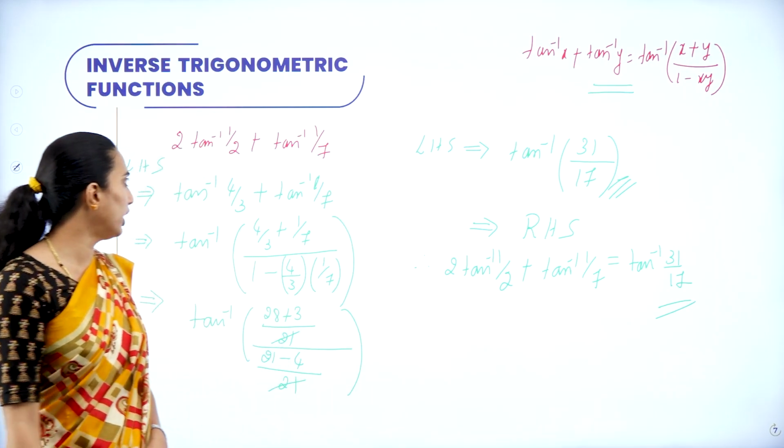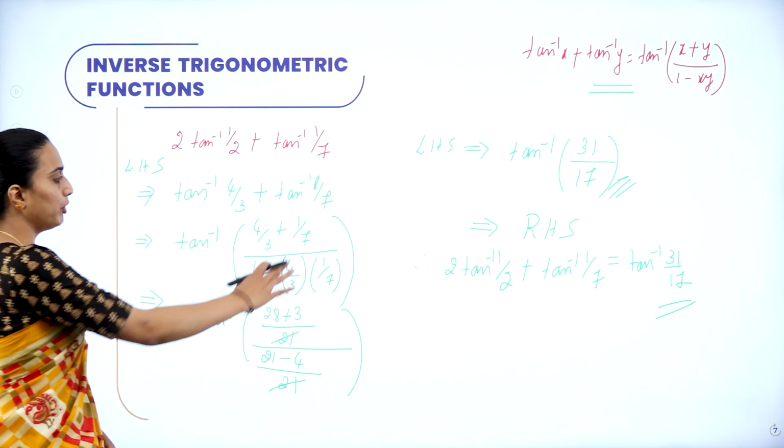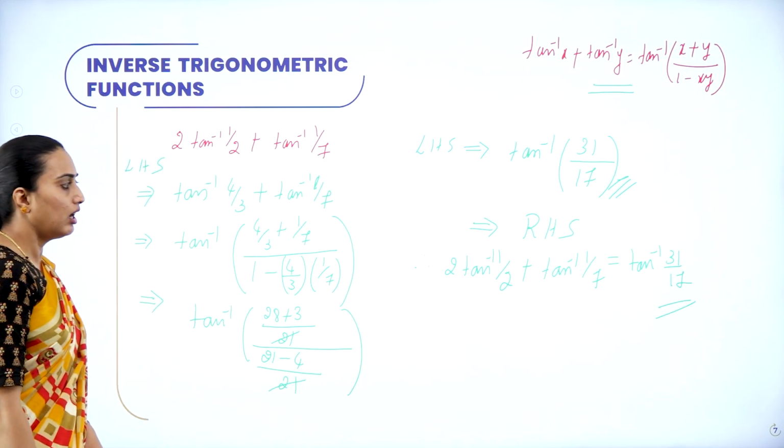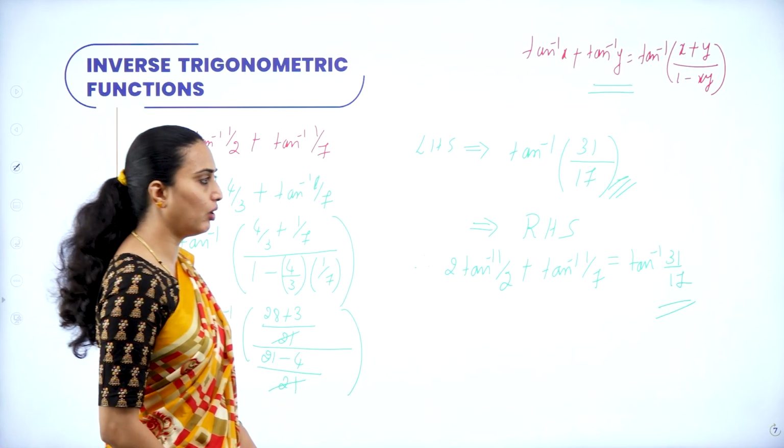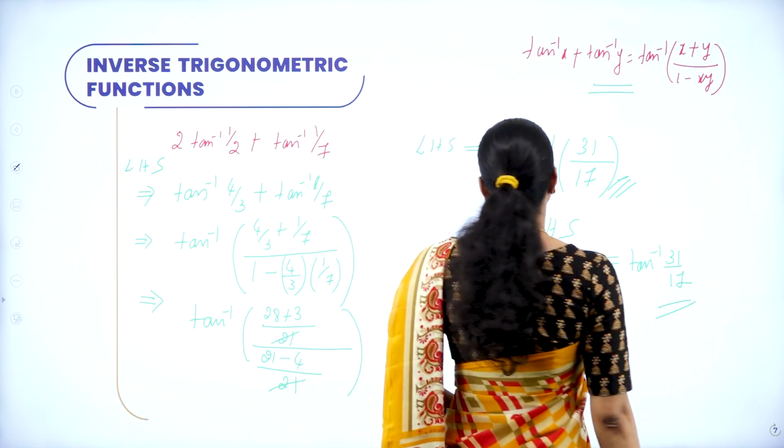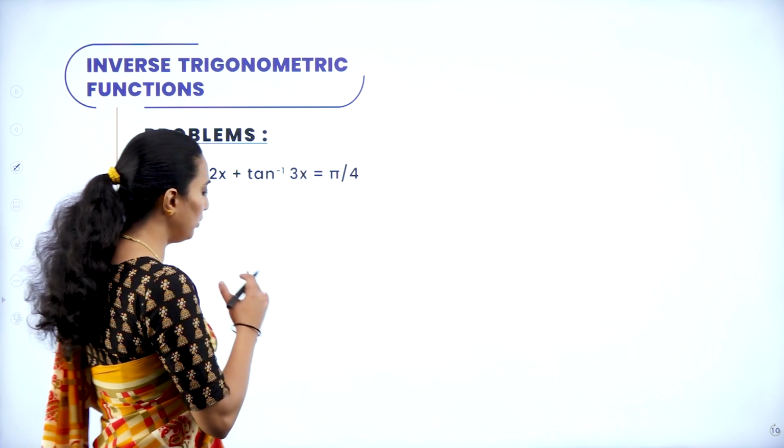2 tan inverse 1 by 2 plus tan inverse 1 by 7 can be proved as what? Tan inverse 31 divided by 17. Okay, so next we'll be moving on to the next, which will be tan inverse 2x.